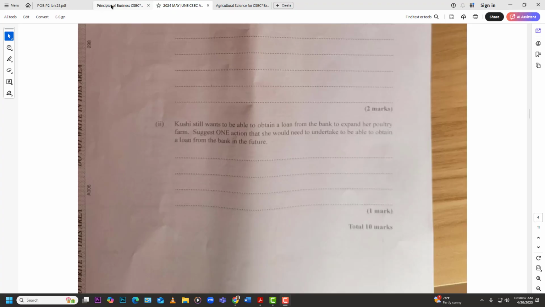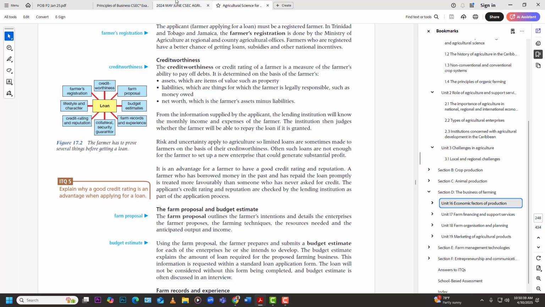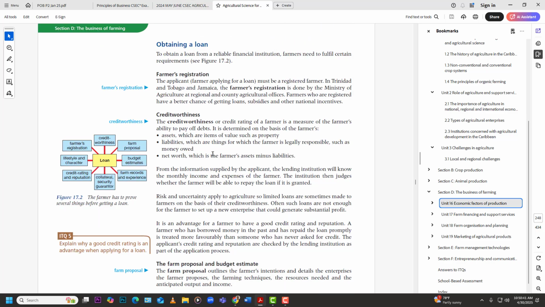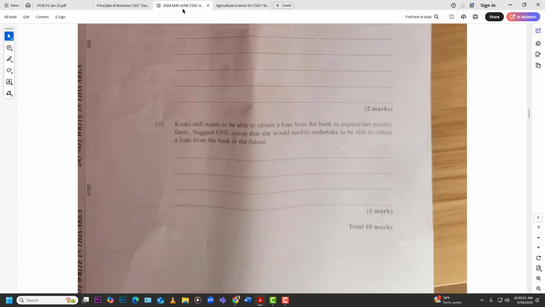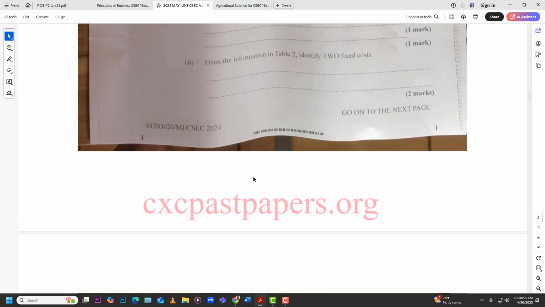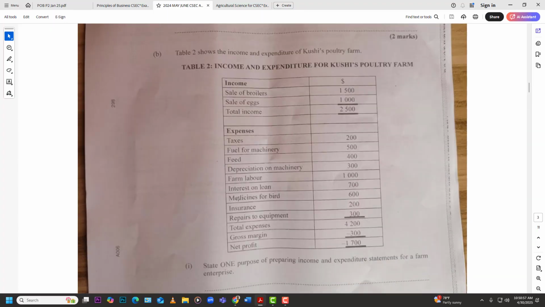All right, so of course, we're looking at all of this right here. So obtaining a loan, right? So what she can do, of course, is pay off her debt, pay off her loan. That would be one. That's one for sure. Make sure she has a proper business plan as to how she's going to make more money. You always need a business plan to make sure you know how you're going to make the money.